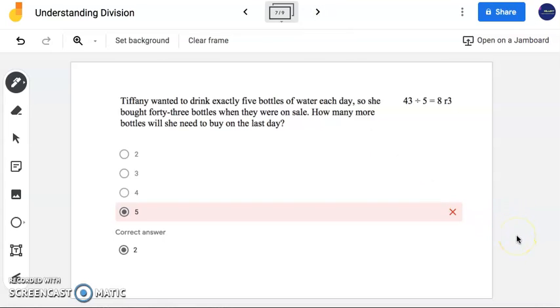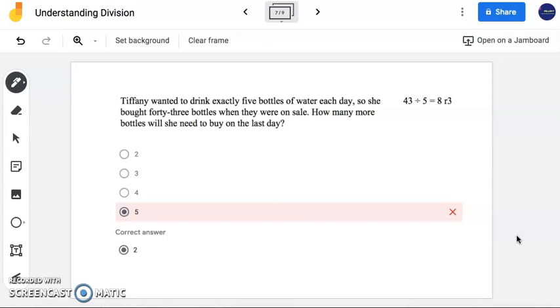This problem says Tiffany wanted to drink exactly 5 bottles of water each day. So she bought 43 bottles when they were on sale. How many more bottles will she need to buy on the last day? So we already did 43 divided by 5, which tells us that she gets an answer of 8 remainder 3.